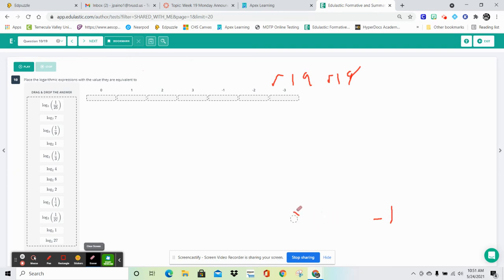Now we got logs here. Place the logarithmic expression with the value they are equivalent to. All right, so with logs, you got to understand that a log is an exponent. All right, so what do I mean by that?